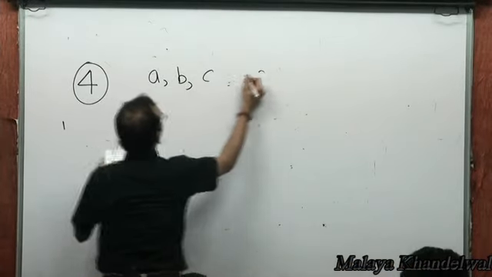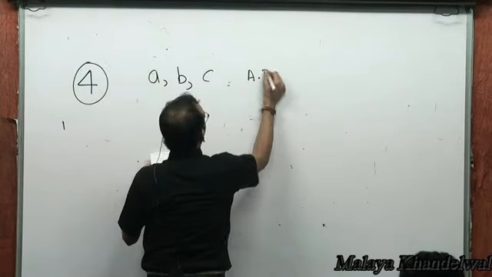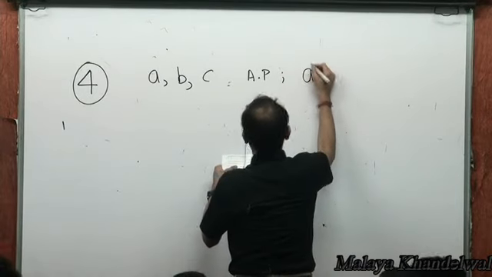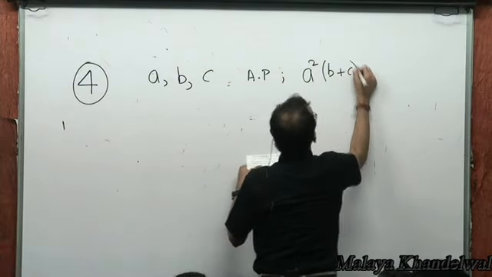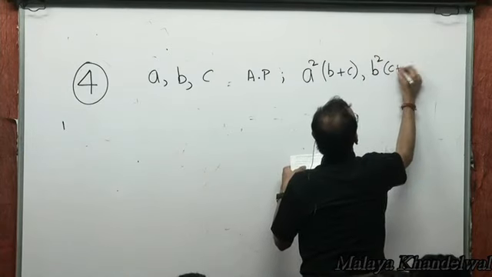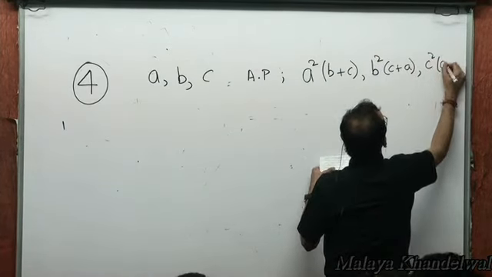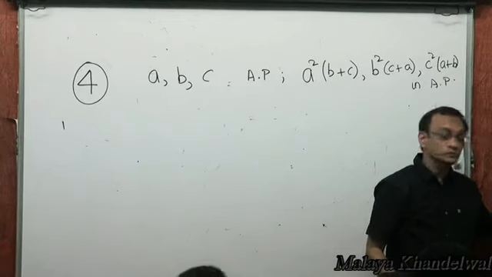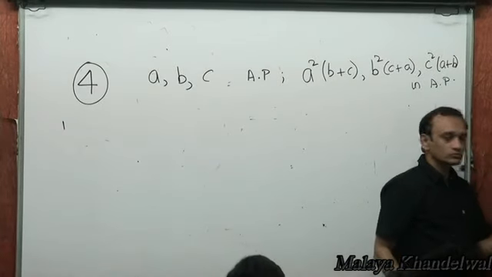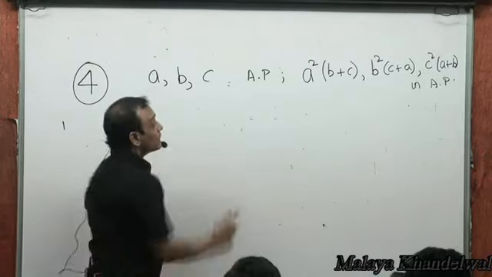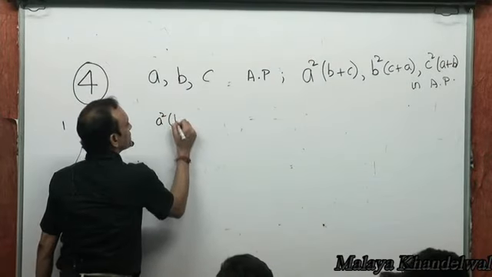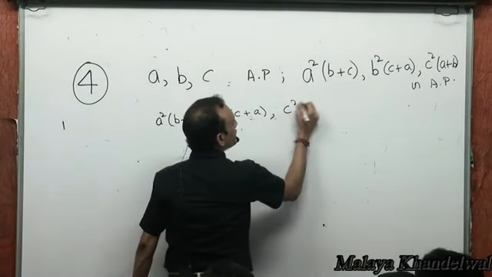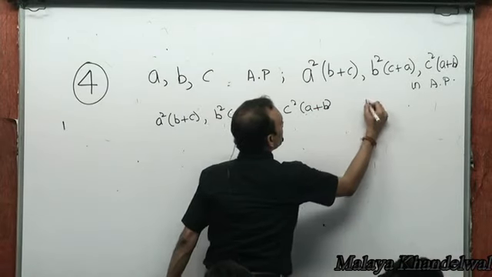ABC are in AP. We want to be able to show that A squared into B plus C, B squared into C plus A, and C squared into A plus B will also be in AP. This is what we want to show. Clear? Now, see, A squared into B plus C, B squared into C plus A, and C squared into A plus B will be in AP.